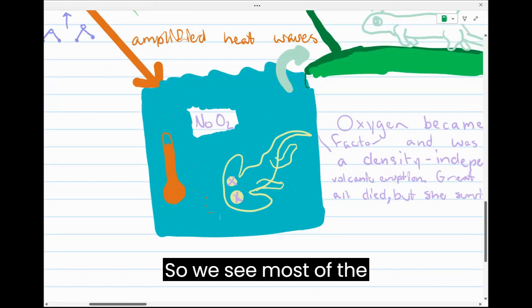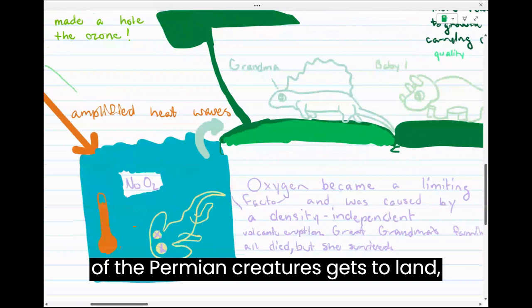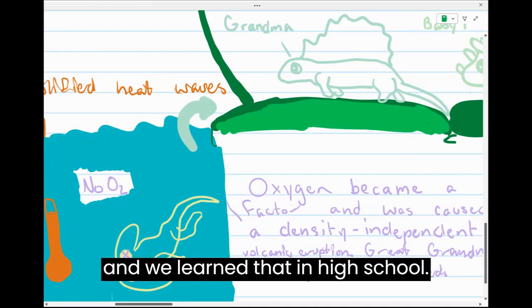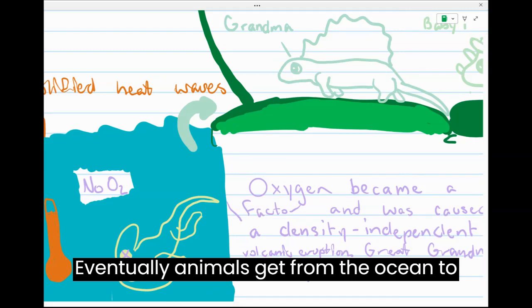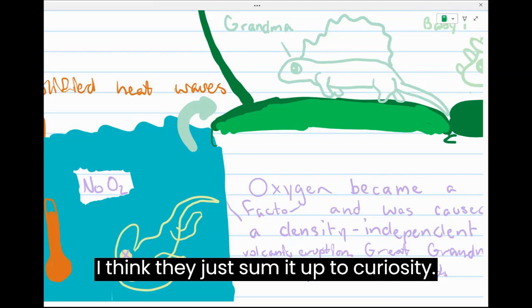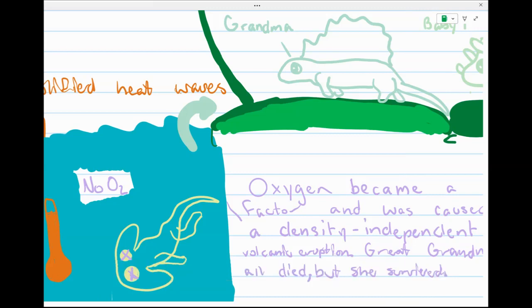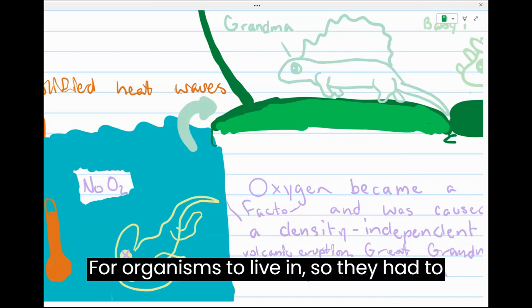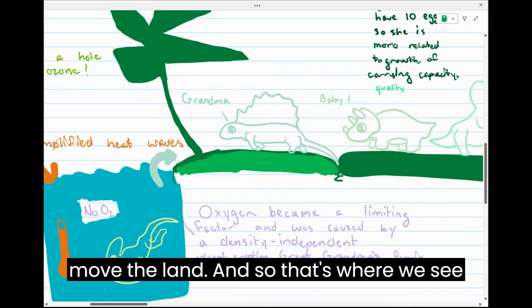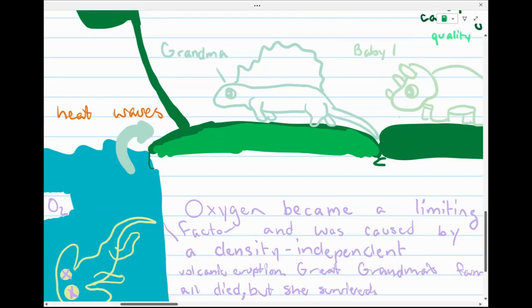So we see most of the Permian creatures going extinct, but one of the Permian creatures gets to land. And we learned that in high school, eventually, animals get from the ocean to land. They don't really specify how, and I think they just sum it up to curiosity, but this makes more sense considering a Permian extinction event made it so that the ocean was no longer suitable for organisms to live in, so they had to move to land. And so that's where we see Grandma, which is the ancestor of dinosaurs and the ancestor of us.